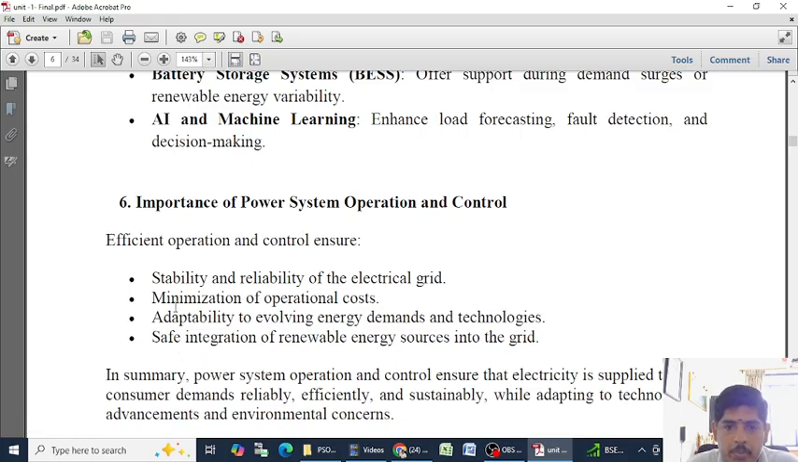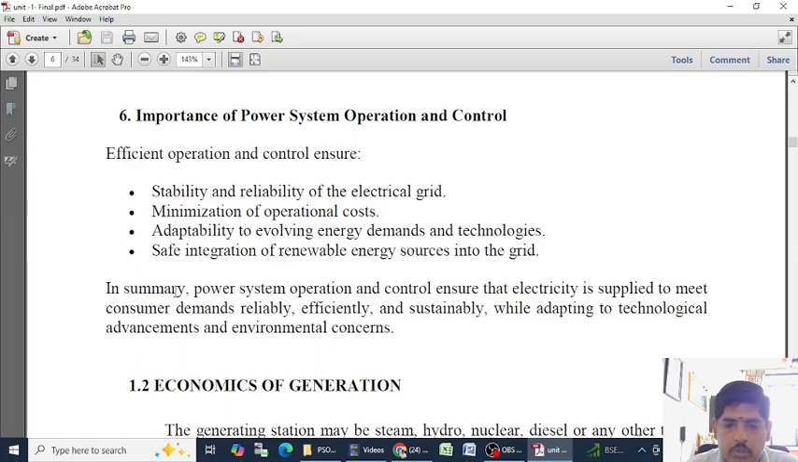So these are the important points to be considered for the efficient operation and control of power stations. Okay, thank you.